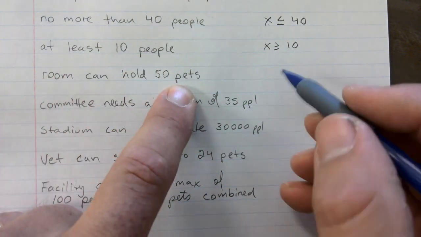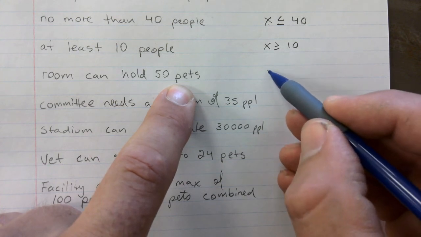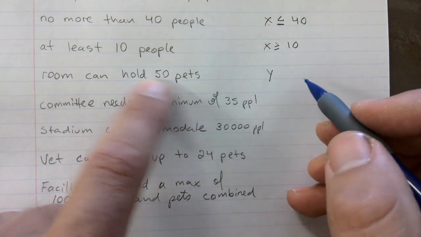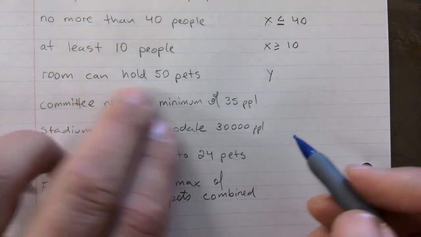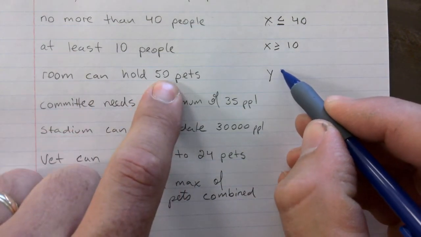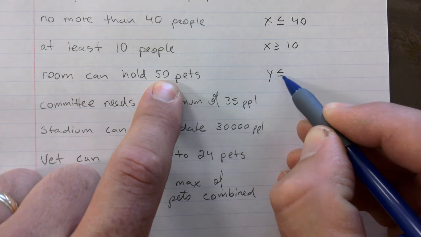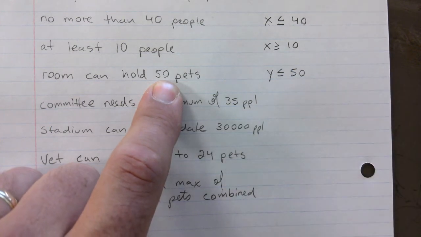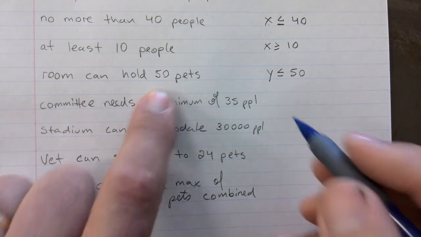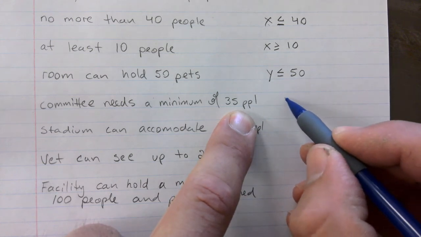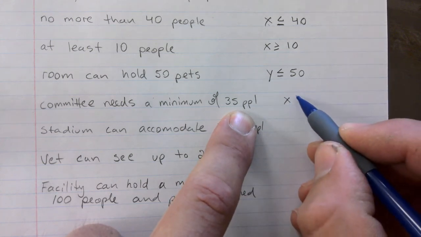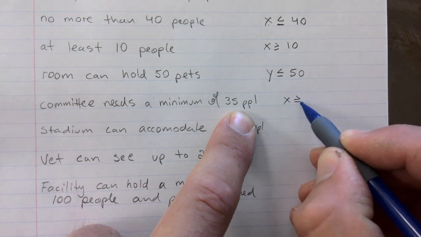A room can hold 50 pets. Oh, we're talking pets. So we need to use the variable y. So if a room can hold 50 pets, how else can you say that? It can hold up to, right? If you see the capacity, it says that's how many can fit in there. So y would have to be what? Less than or equal to 50, because you can't have more. You can have 50 exactly or less, but more than 50 is not good. A committee needs a minimum of 35 people. You're talking people. Minimum means that that has to be greater than or equal to 35.